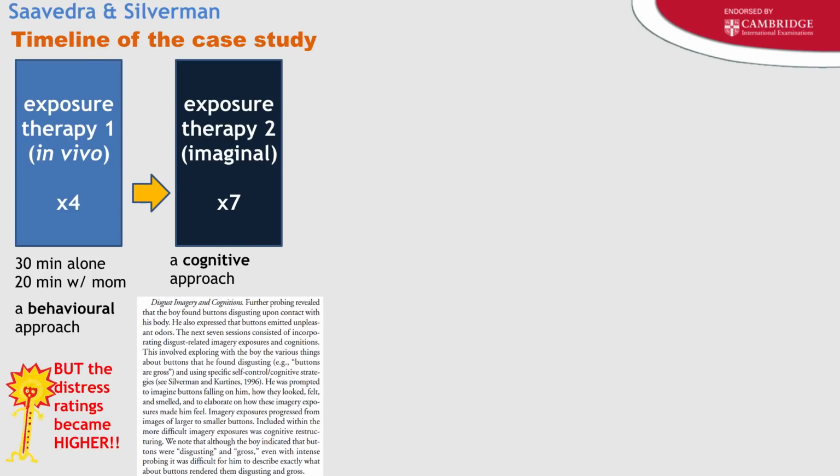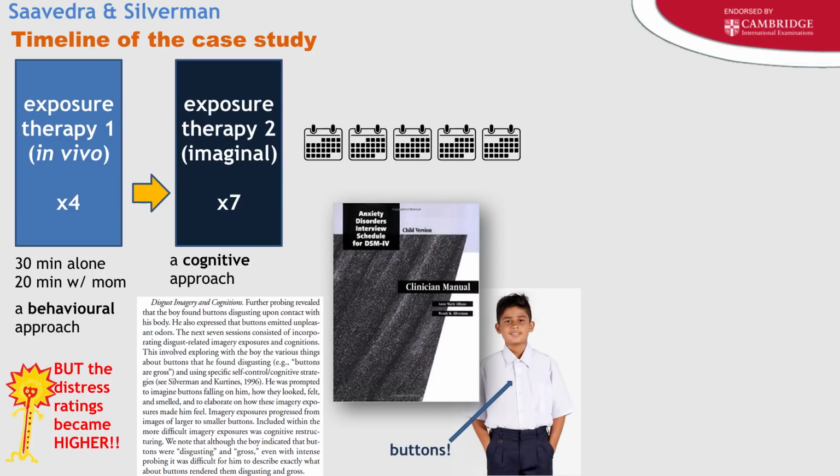Again, we're not told very much of the script that was used in doing this. All we're told, essentially, is that by addressing cognitions, we're going to have more success than a purely behavioral approach. Now, this study is longitudinal, so there were 4 sessions in vivo, 7 sessions imaginal, and then there was a long-term follow-up for a year, where 6 months later, they administered the same assessment tool to see if he still fit the criteria for a specific phobia.